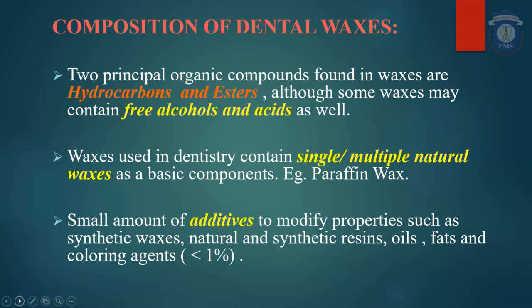For example, paraffin wax. Most of the waxes used for dental applications have paraffin wax as a basic component. So waxes used in dentistry contain single or multiple natural waxes as the basic components, for example paraffin wax. To that, a small amount of additives is added to modify the properties, such as synthetic waxes, resins, oils, fats, and coloring agents. Coloring agents are added in very minute quantities, less than 1%. So the major component will always be a natural wax, in most cases paraffin wax or a combination of many waxes.